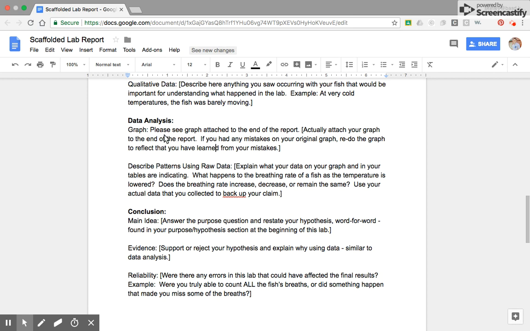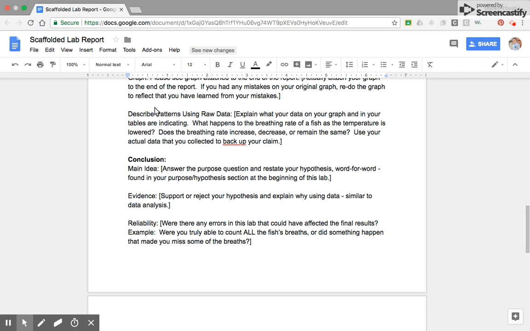Data analysis. So this section is your graph, so you can either do it out by hand and say that you're going to attach it, basically put it in the box, or you can actually use sheets.google.com and copy and paste your graph into your lab report. Kind of up to you.